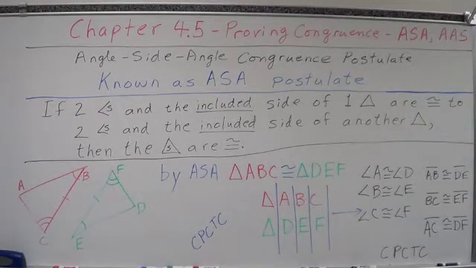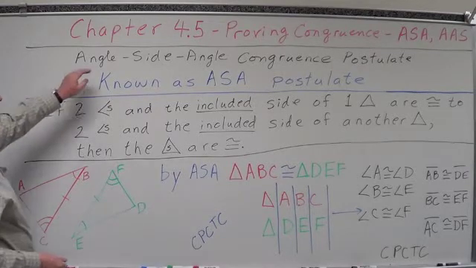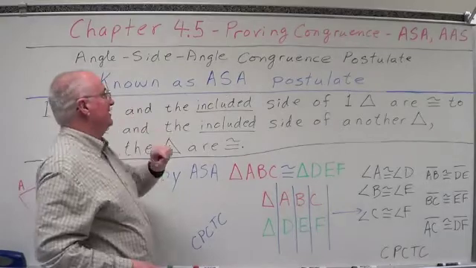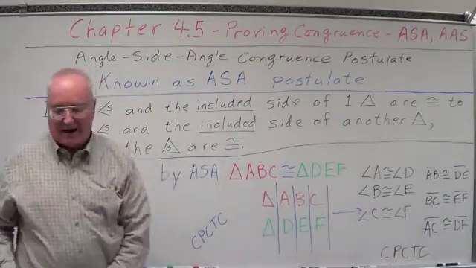Okay, now we're going to move on into section 4.5. Really, this is just a continuation of proving triangles congruent by some of their parts. This particular section deals with angle side angle and angle angle side. So we're going to start with the angle side angle congruence postulate, also known as the ASA postulate.